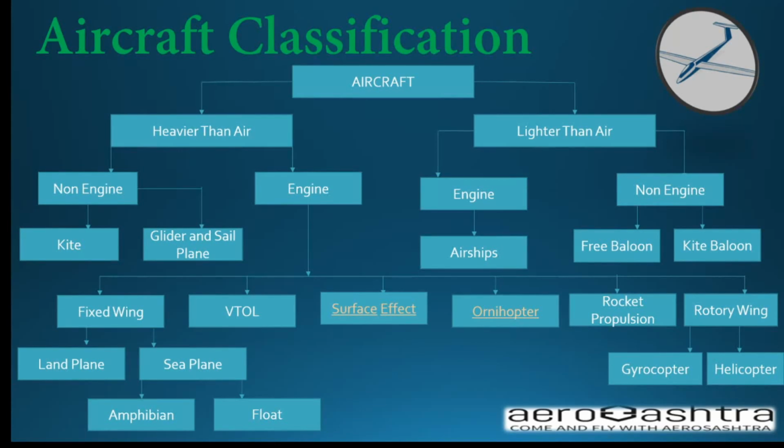So, on your screen, basically, this is the aircraft classification. We can classify aircraft in such a way. Basically, this is the generic classification. This is heavier than air and this is lighter than air.